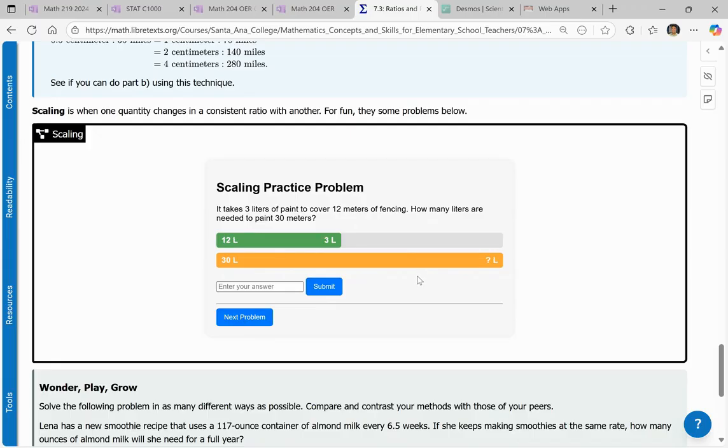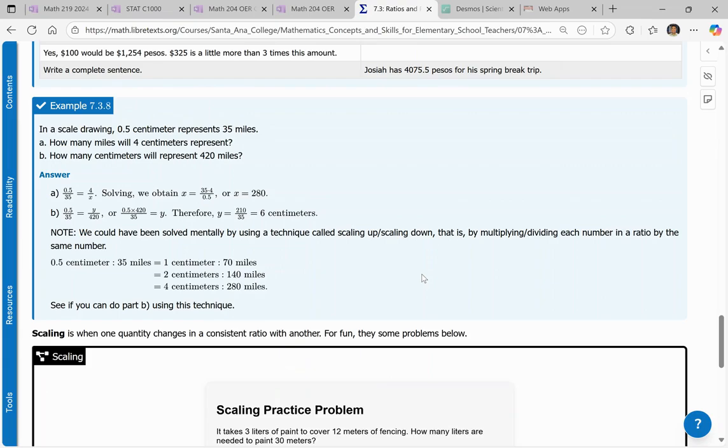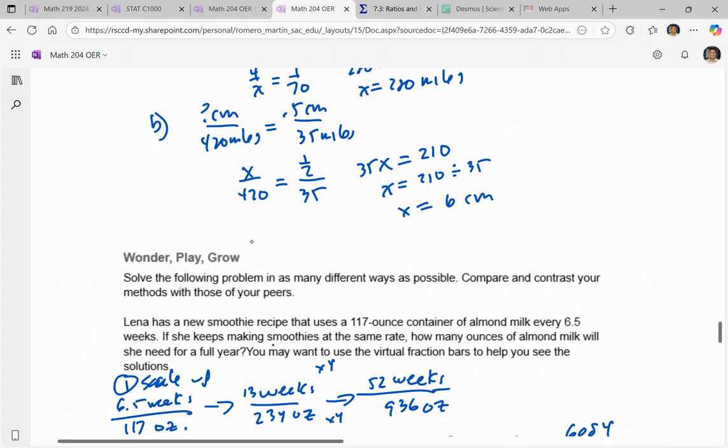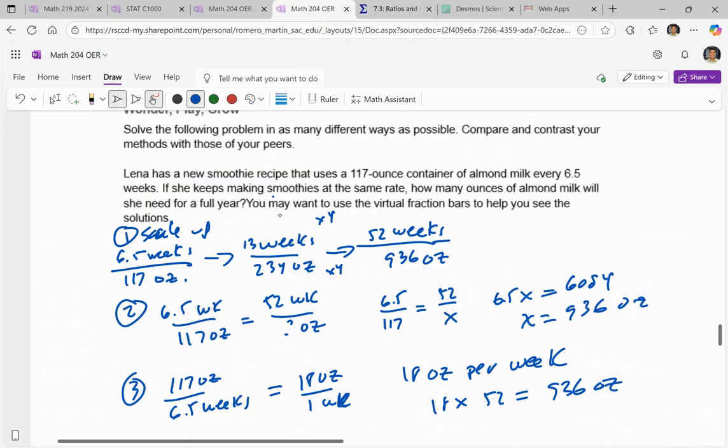See how you want to practice yours. It's kind of like mental arithmetic. And then we end with a Wonder, Play, Grow. If we were in class, we would solve this problem here.